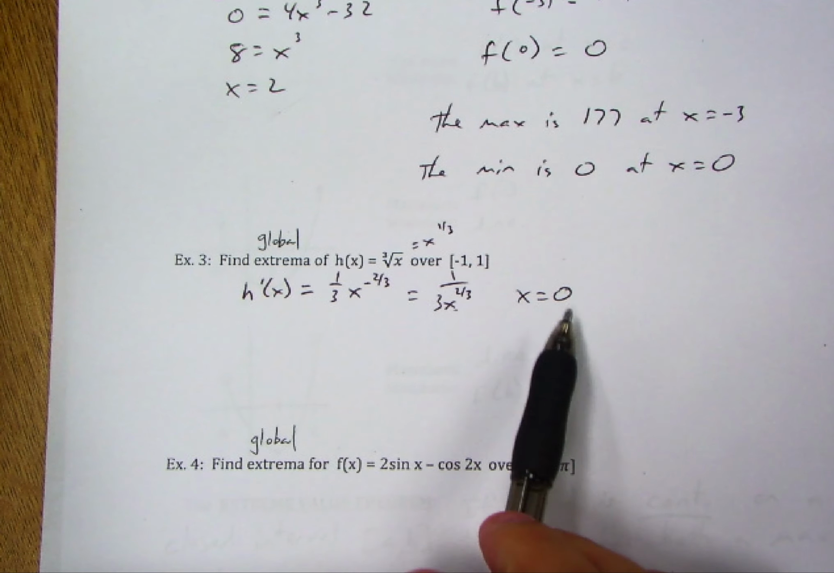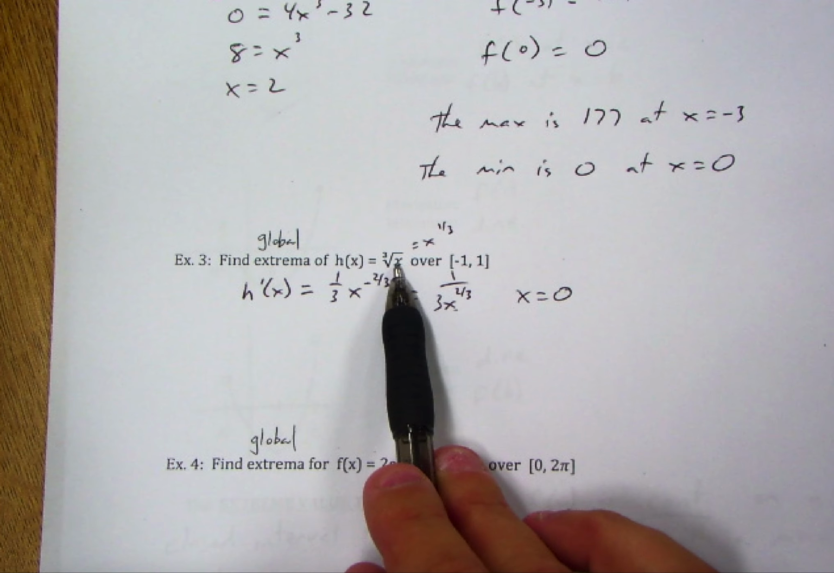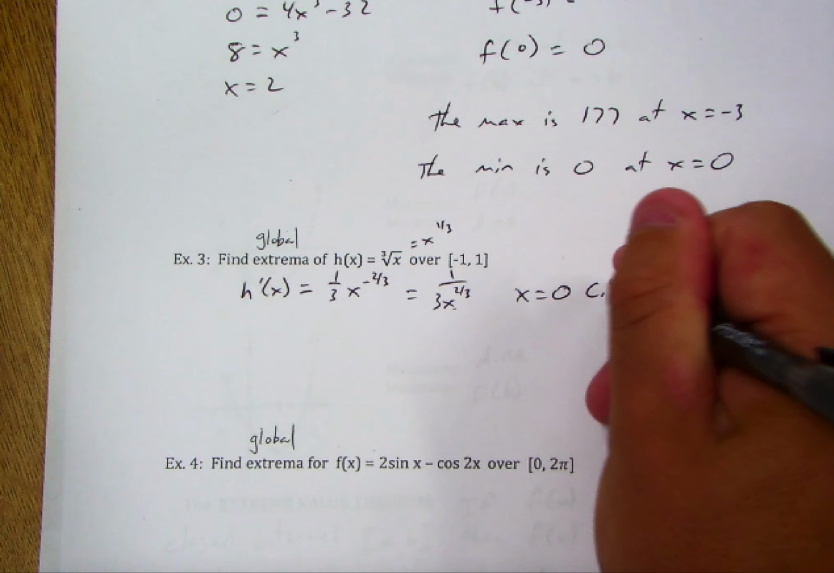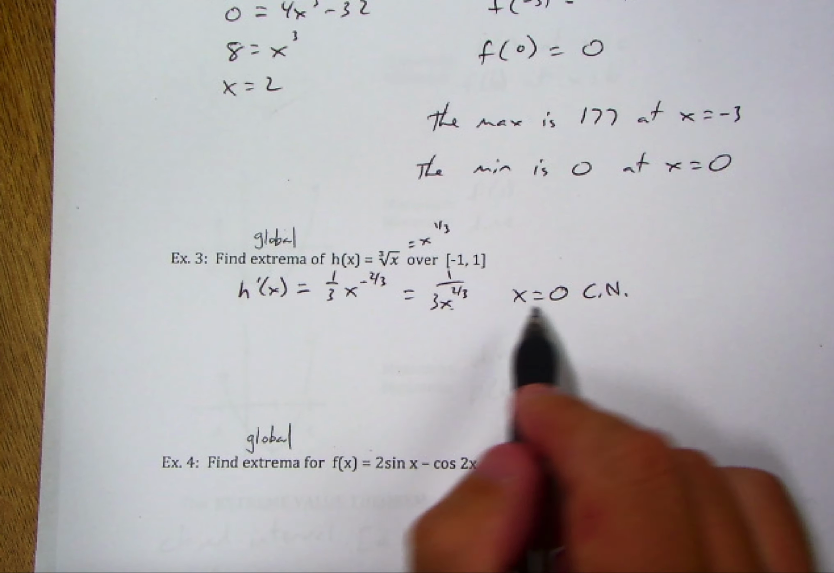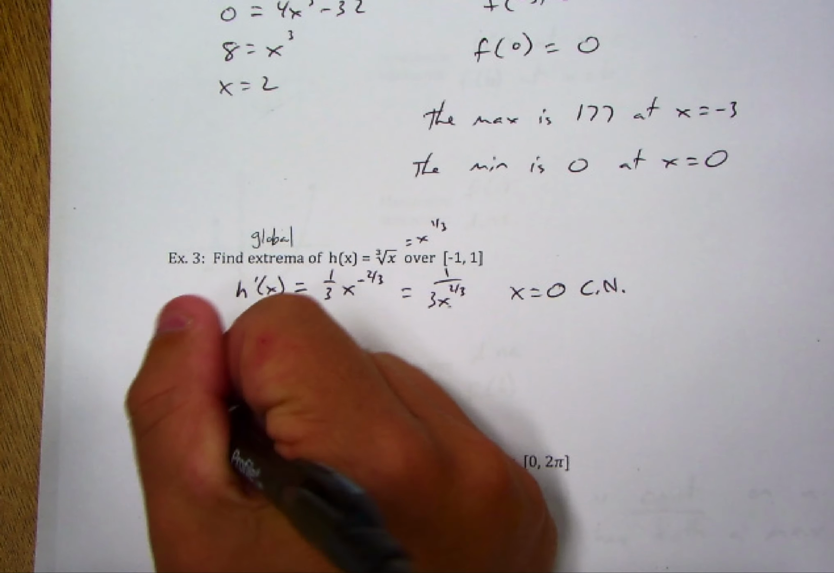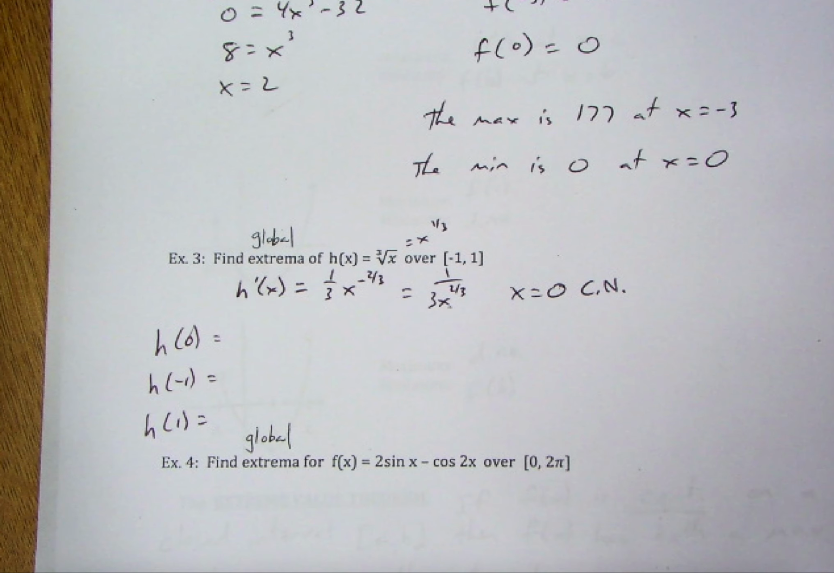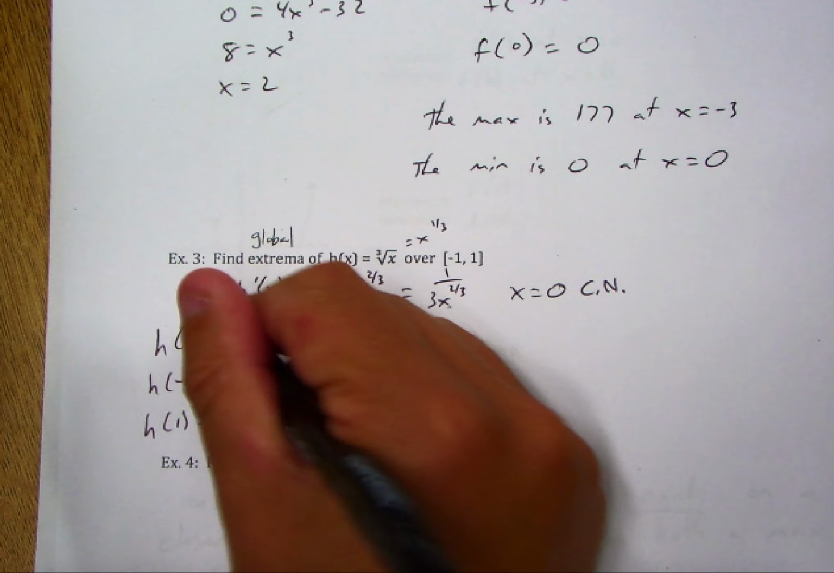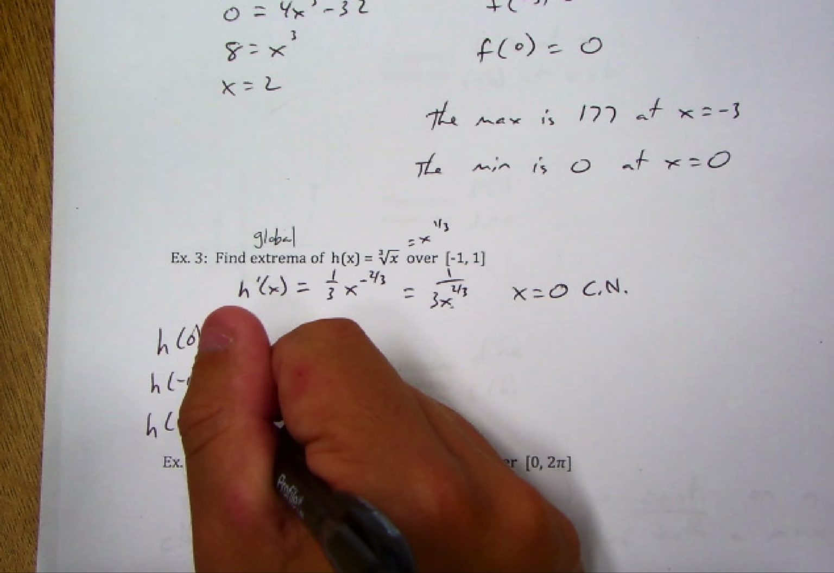I always check, is it in the domain of the original function? That's something always good to check. It is, so 0 is a critical number. That's something to pay attention to. So now I have to analyze h at 0, -1, and 1. h of 0 is 0. h of -1, cube root of -1 is -1. And the cube root of 1 is 1.